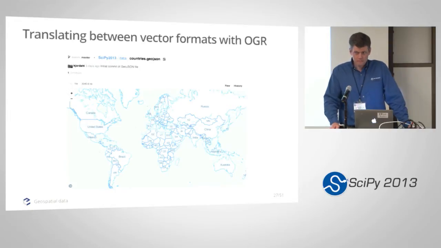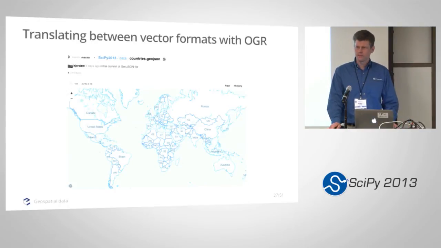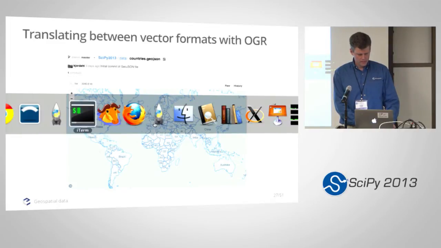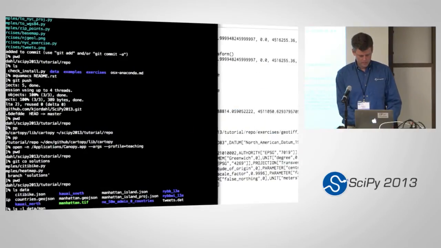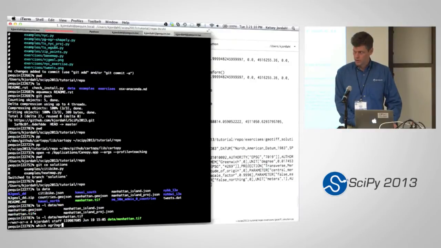Was ogr2ogr included when we installed GDAL? Yes, it should be. So if you got your path correct, it should work. Let's see which one I'm using. What's the difference between ogr2ogr and gdal_translate? Raster and vector. OGR is vector.